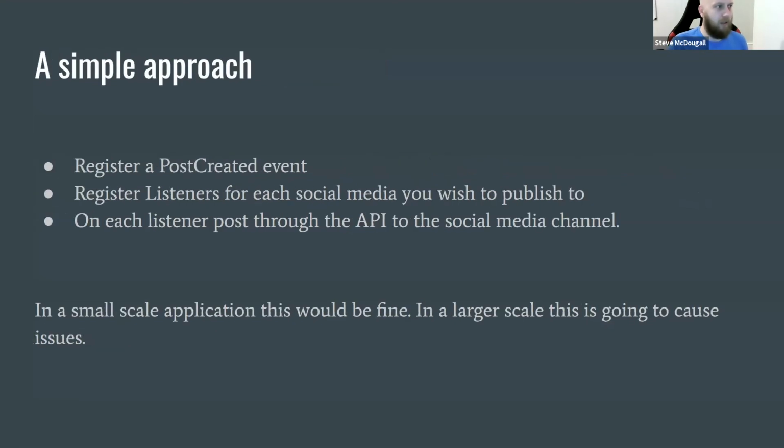So this, I'll take you through the simple approach to the maybe I've over-engineered this approach. So a simple approach for publishing a post and then publishing that out onto your social media channels would be, you can create a post created event. We then create a listener for each social media channel you want to publish to. And then on each listener, we can post through to the API for that social media channel. Job's done. Nice and simple.